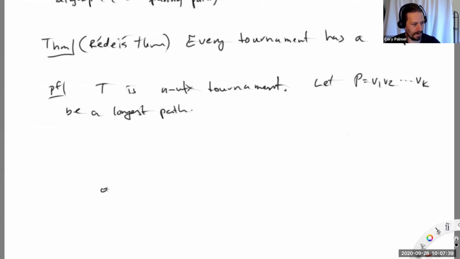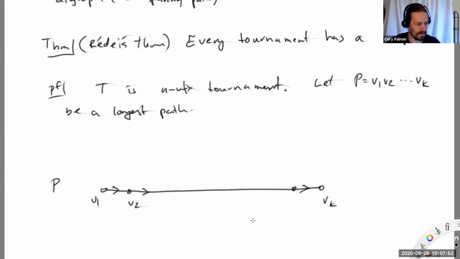Okay. I'll draw the picture here. So there's our longest path P, V1, V2, ..., VK, and the edges are oriented, all in the same direction. Obviously, if K equals N, then we're done. Our longest path is Hamiltonian if K equals N, since all the vertices are used.